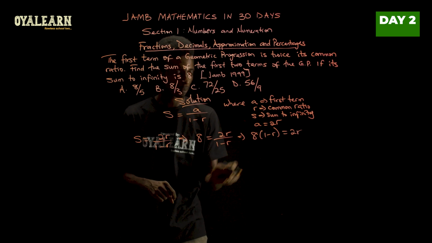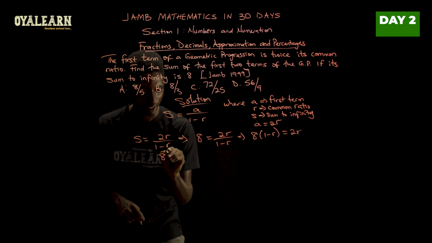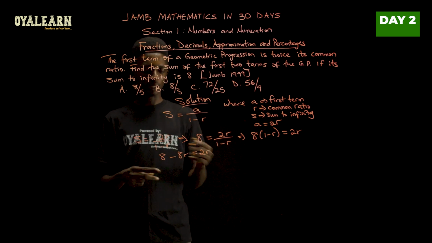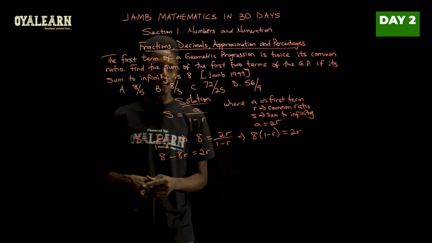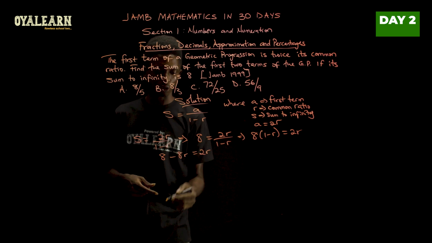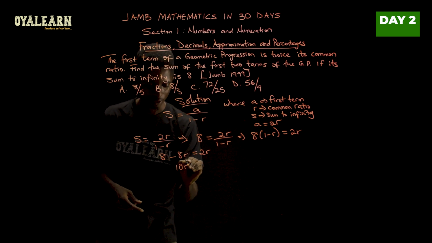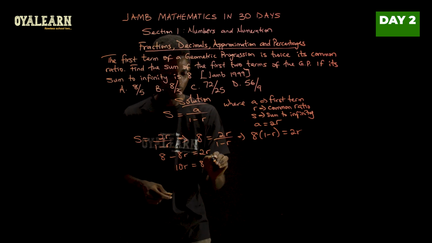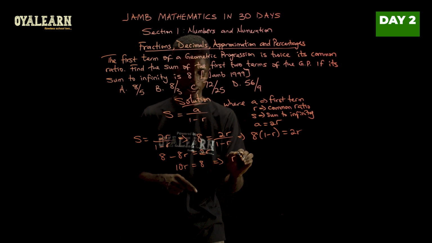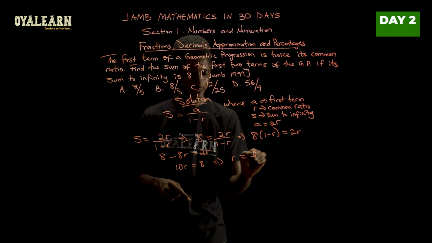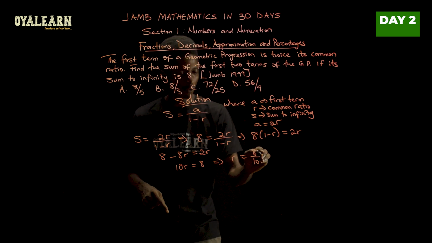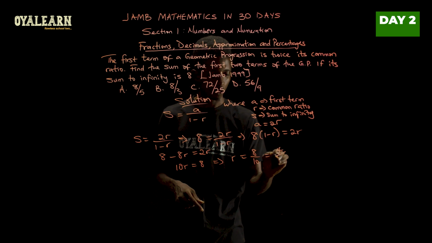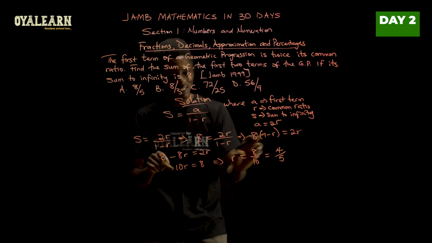Now let's tidy this up. This would give us 8 minus 8R equals 2R. That is, when minus 8R crosses over, it becomes plus. So 8R plus 2R will give us 10R, which is equal to 8. And that implies that the common ratio R is 8 over 10. Of course, when we break this down to its lowest term, we would have it as 4 over 5. Now that's the common ratio.